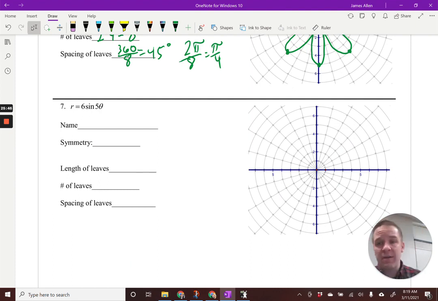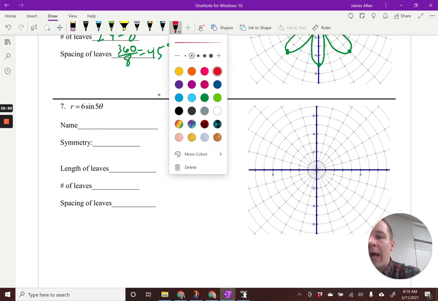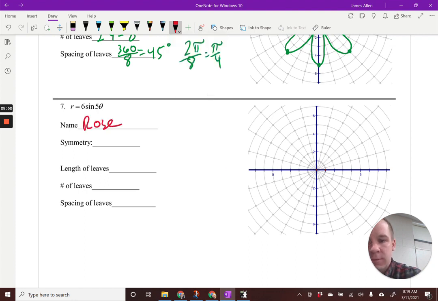Now we're dealing with sine, and we have ourselves again a rose. Well, you know what? I'm going to go red. Red like a rose. Okay. Now my symmetry here, since it's sine, is going to be the y-axis. And it is positive, right? It's a positive 6. Length of leaves, 6.